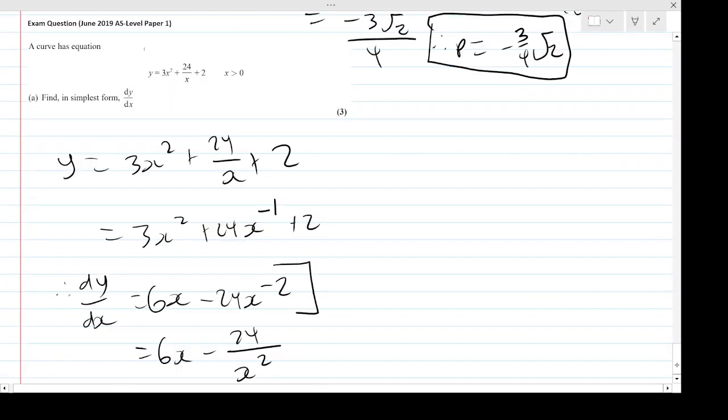Okay, so that's it for this section. So hopefully now you're quite adept and used to the power rule, how we can differentiate expressions and functions of x like this.